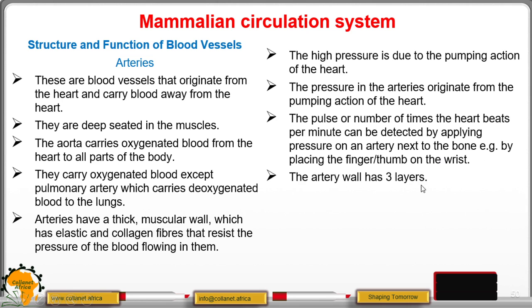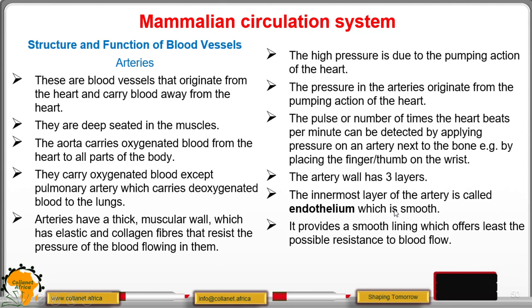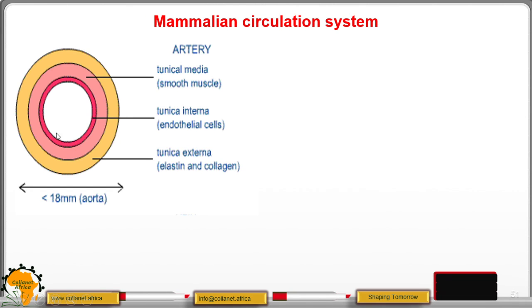An artery has 3 layers. The innermost layer of the artery is called the endothelium and is smooth. It provides a smooth lining which offers the least possible resistance to blood flow. This layer is found in almost all the blood vessels. This is the structure of the artery, the endothelium. We are talking about the innermost.